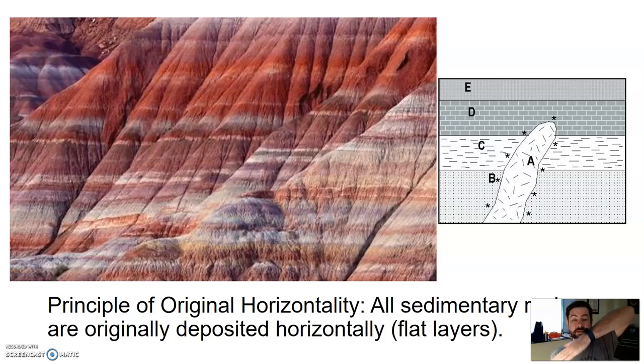Sediment can't be deposited on an angle. If I were to dump a bunch of dirt or sand on my arm, it would just roll off to the flat table and then be horizontal. So sedimentary layers aren't angled. They're always horizontal. If we do see them tilted, well, that came afterwards. Some process tilted those layers of rock afterwards.